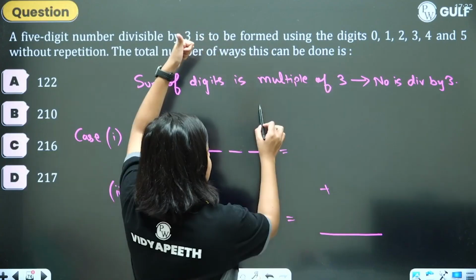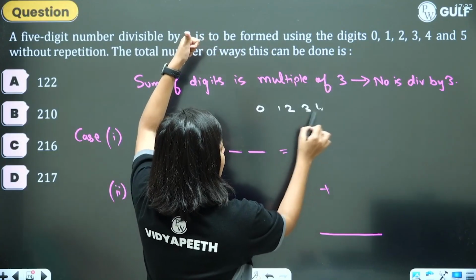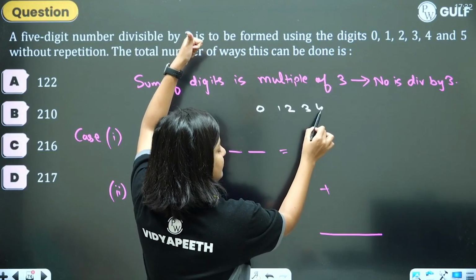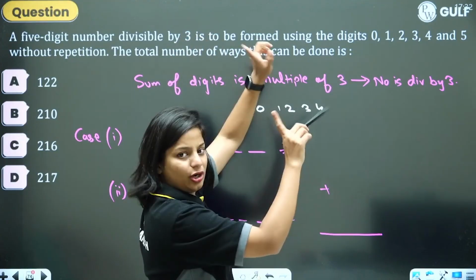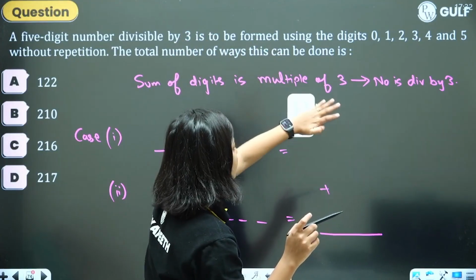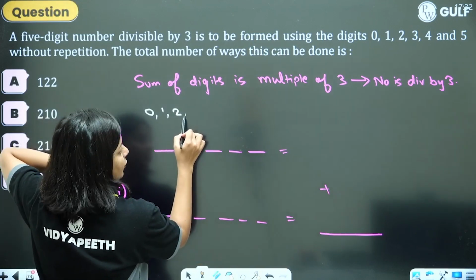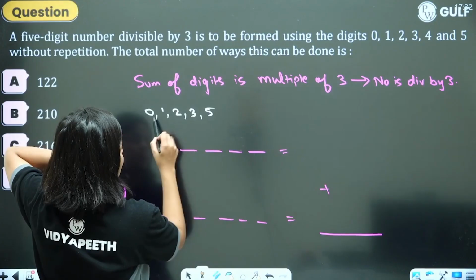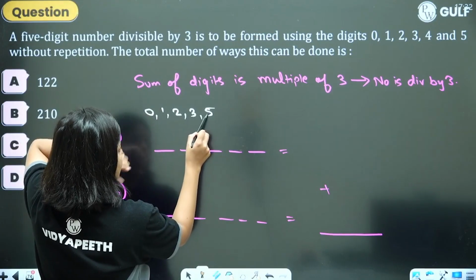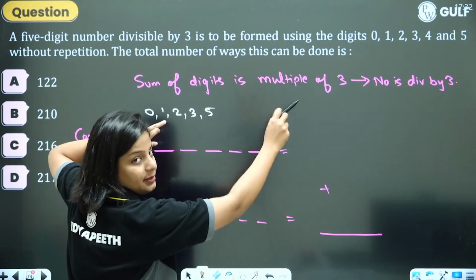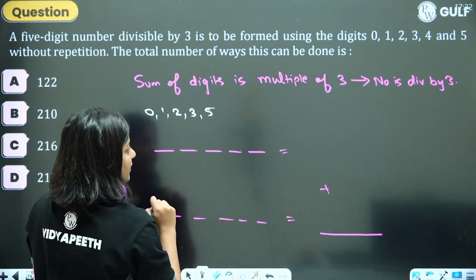If I take 0, 1, 2, 3, 4. 1 plus 2, 3, 3 plus 3, 6, 6 plus 4, 10. 10 is not a multiple of 3. So I won't choose this number. Take another combination. 0, 1, 2, 3, 5. What about these? 3 plus 3, 6, 6 plus 5, 12. 12 is a multiple of 3. So that's one definite pair.